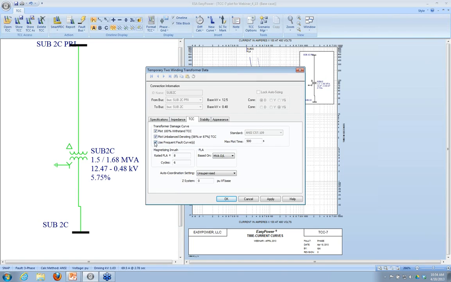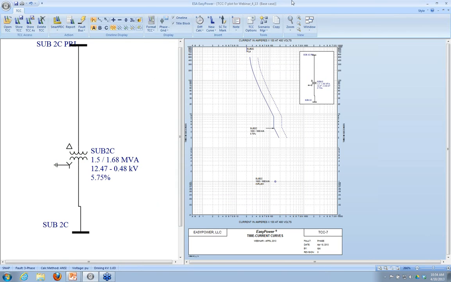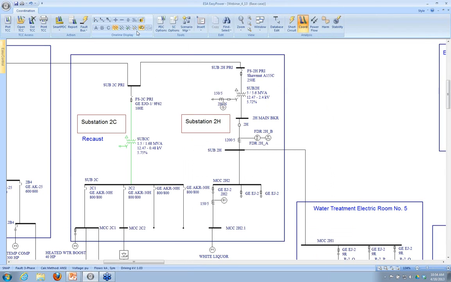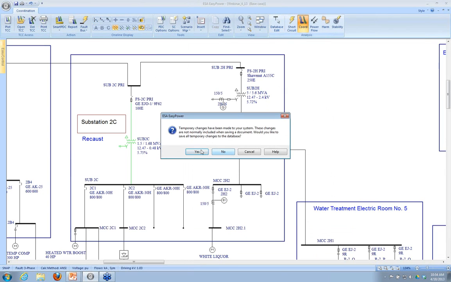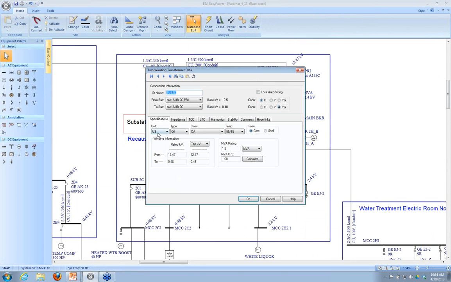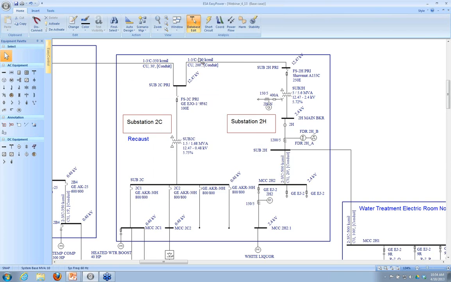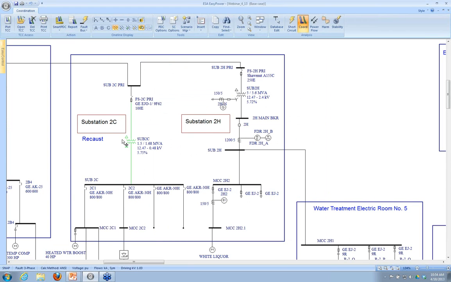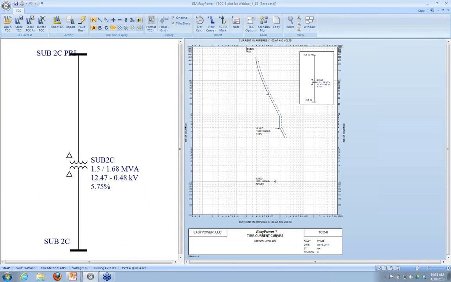So this is the plot unbalanced option here, the 58%. The 87% is for a different situation. That's for delta-delta, line-to-line faults on delta-delta transformers. But if we have a delta-Wye transformer, this is going to default to being on. If I were to go back to the database and change this to a delta-delta, and then go back to coordination, then it changes, right? Now I've got the 87% curve, not the 58%.